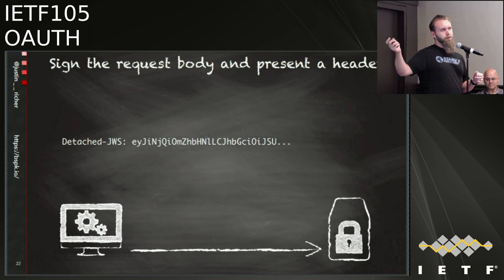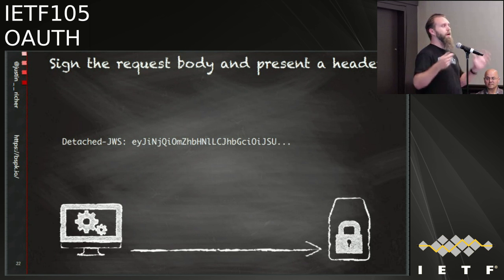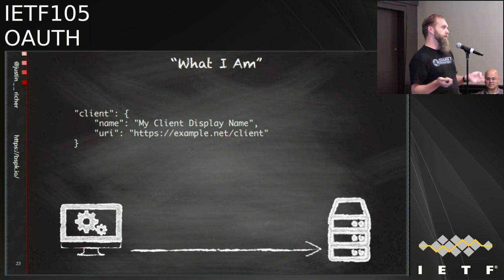I think this is a place where we need to be flexible. The thing that I have spec'd right now is just take that post body, use a detached JWS, put it in a header, call it a day. We could use cavage signatures. We could use MTLS binding. There's a lot of different things we could do, and I think there's a lot of good innovation we can do there.